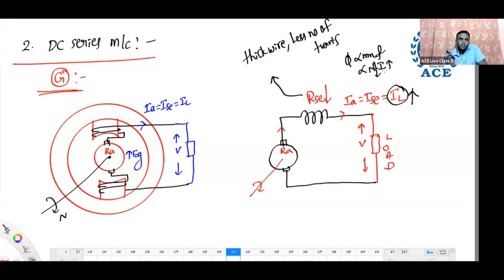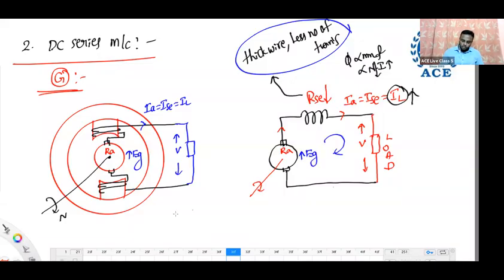So for the same flux as the shunt, you can reduce the number of turns. More turns are not required, since the current is already high. That's why the series field is always represented with thick wire and a small number of turns. Okay, so if you write the KVL equation of the generator, write one statement first here.